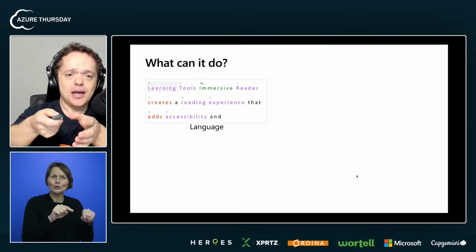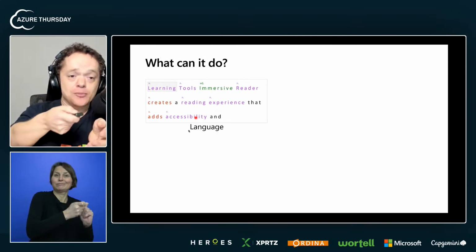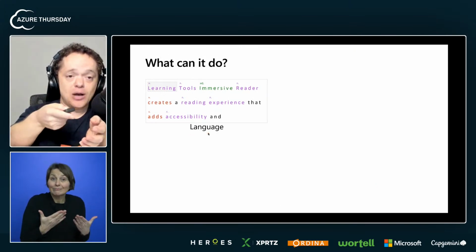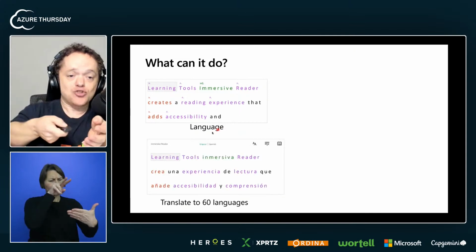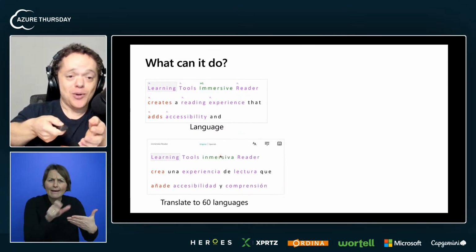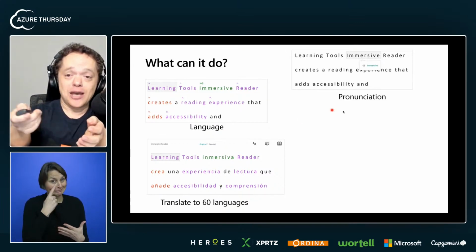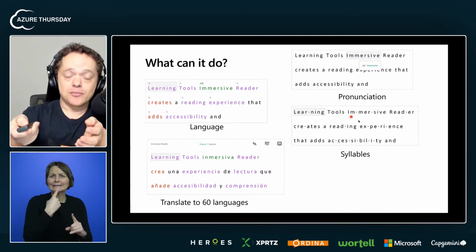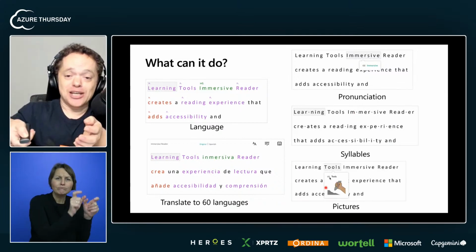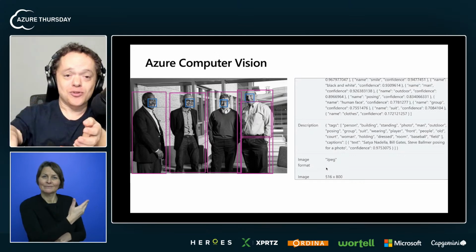So what can Immersive Reader do? It can read language, can understand nouns, adjectives, pronouns, and can translate to 60 languages. We're going to do a demo now. Parlez-vous français? I'm going to show you how. You can do pronunciations, syllables, and also a picture dictionary on common English terms.